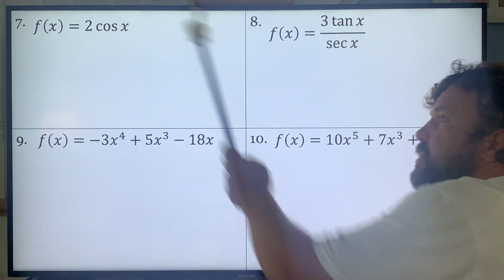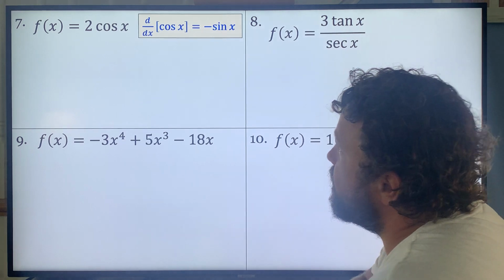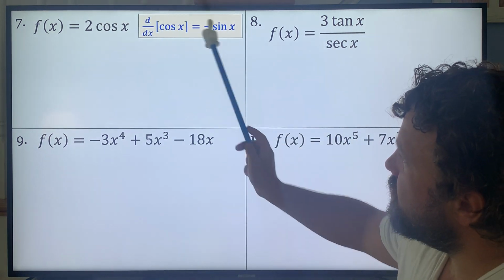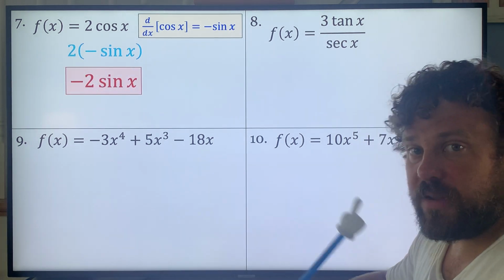Trig. What is the derivative of cosine? Negative sine. All right, that should be given to you. So this is just 2 times negative sine x, which is negative 2 sine x.